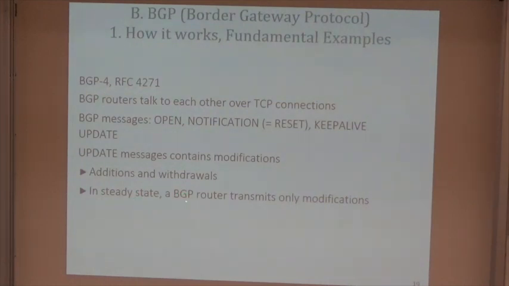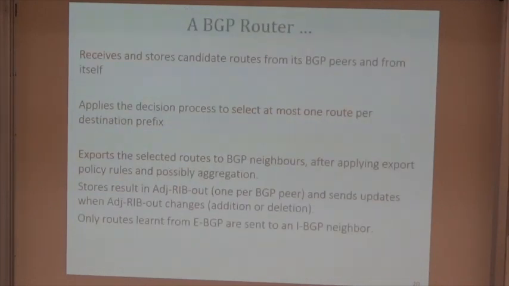The effect is that in steady state, once it has booted and it's synchronized with the neighbors, a BGP router transmits only modifications, and if there is no modification, it transmits nothing. This is highly ideal because in practice there is always something to modify, and we'll see how this can be handled with route flap dampening a bit later.